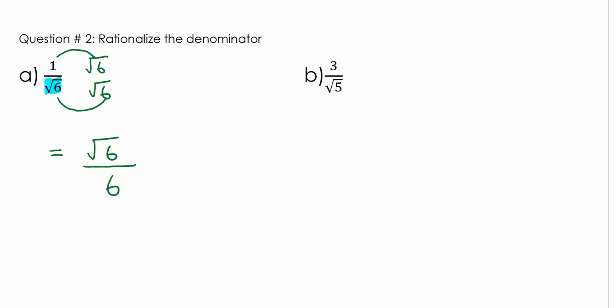Moving on to letter B. So for letter B, there's a root 5. So I can times top and bottom by root 5. And then let's go ahead and just multiply the numerator. 3 times root 5 is going to be 3 root 5. And then root 5 times root 5 is going to be a single 5. So my final answer is 3 times root 5 divided by 5.